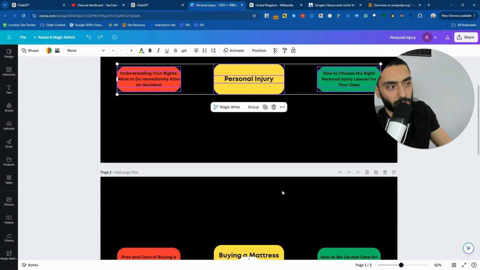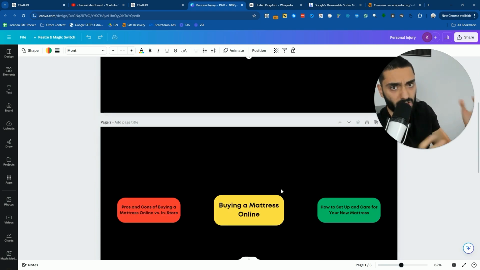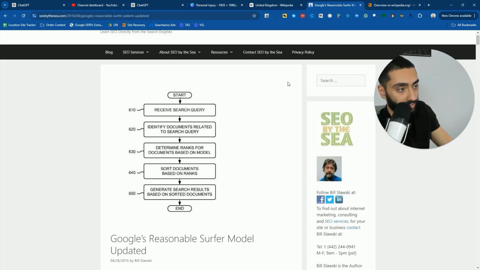It doesn't matter if you're in personal injury, it doesn't matter if you're service-based, if you're running a SaaS, if you are selling an e-commerce product, maybe you've got an e-commerce store. Any website needs to apply by this, and that's essentially what the Google Reasonable Surfer model is.